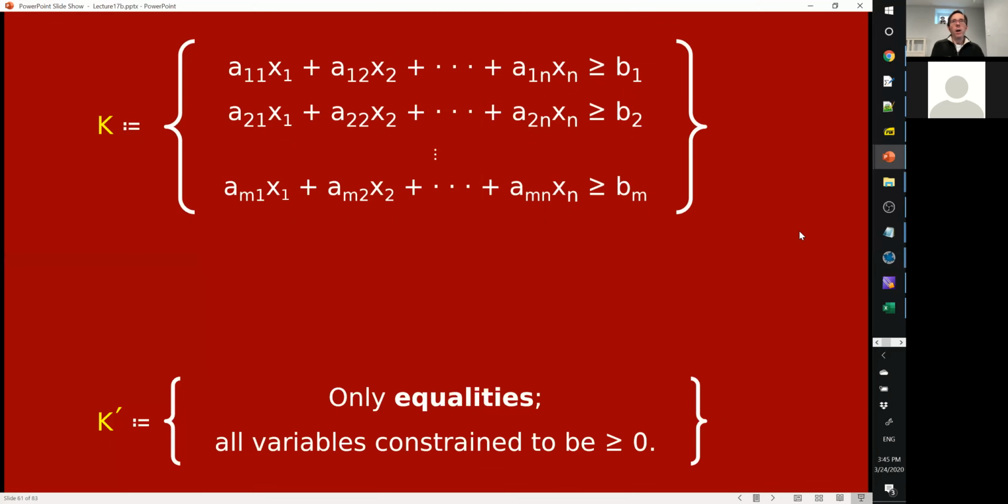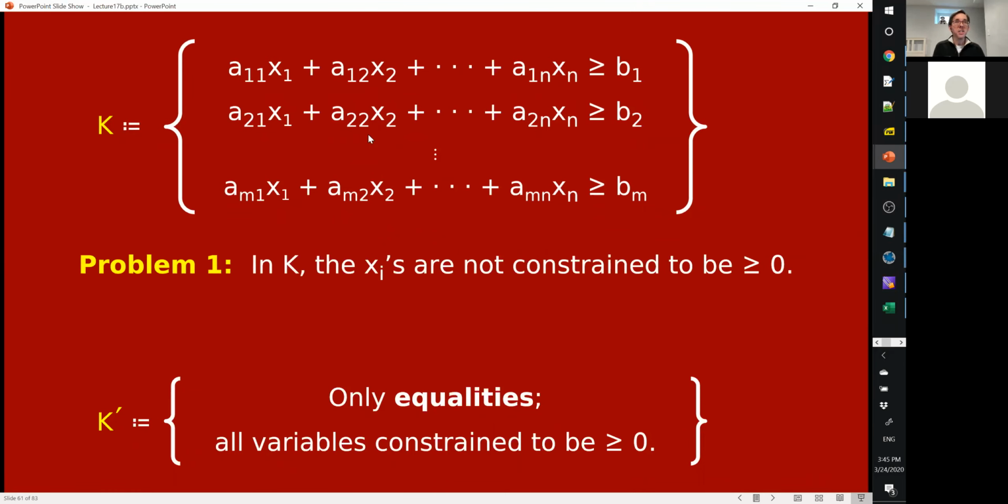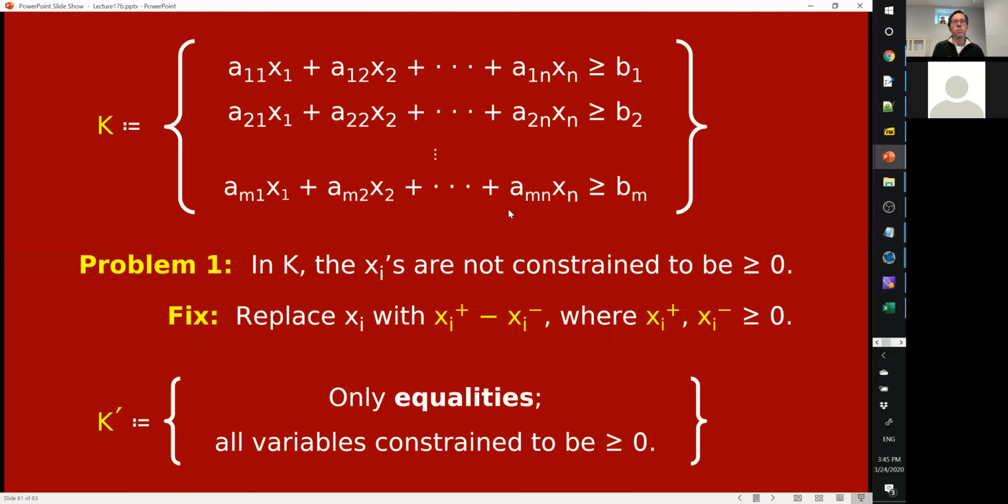Okay, so how are we going to do this? These are just some simple tricks for converting this to an equational form. Trick number one: in K, the xi's, the variables, are not constrained to be non-negative, but they're supposed to be in this final version, K prime. The xi's are not constrained at all per se, they're just involved in the inequations. But this is no problem. The trick is the following. You introduce two new variables, xi positive and xi negative, and you replace xi with their difference.